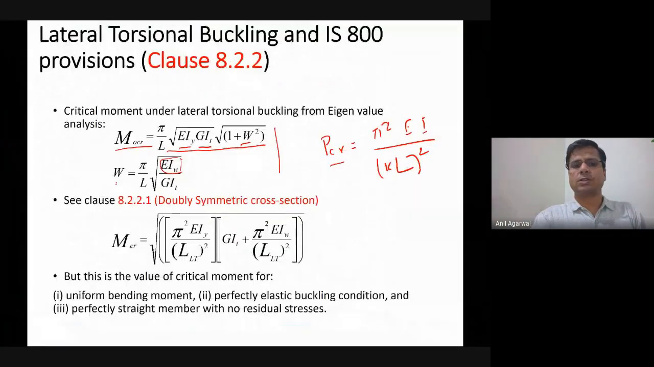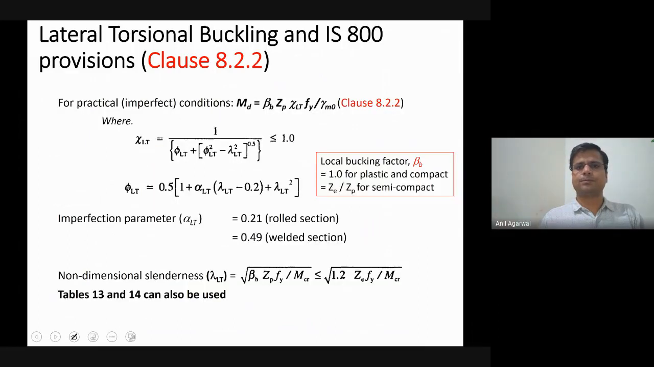Similarly, we will calculate M critical from the buckling point of view, and we already have calculated MP or MY, depending on which case it belongs to. So then we will do an interpolation between these two to get the actual equation. Okay, so what does the equation look like?